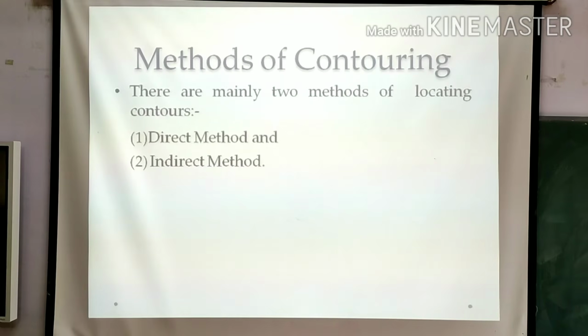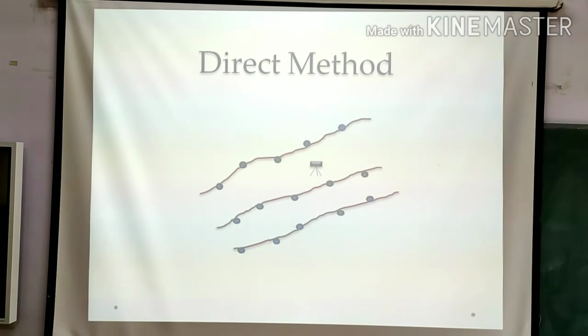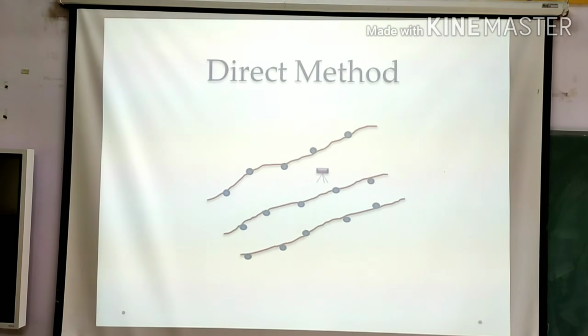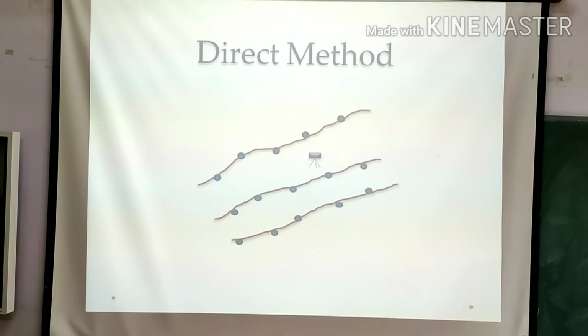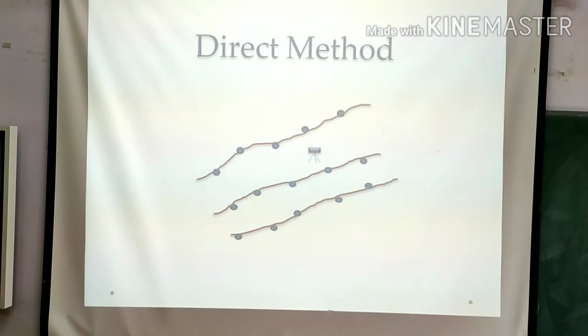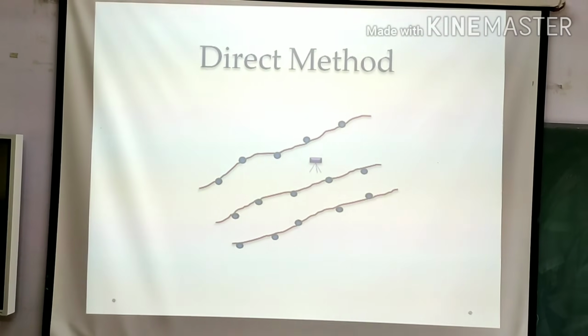There are mainly two methods to locate the contour: direct method and indirect method. Direct method of contouring: the reduced levels of various selected points on a contour line are obtained and their positions are located. The contours are then drawn by joining these points. It is a very accurate method, but it is slow and tedious.